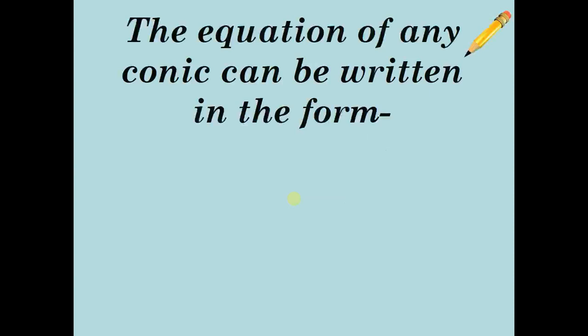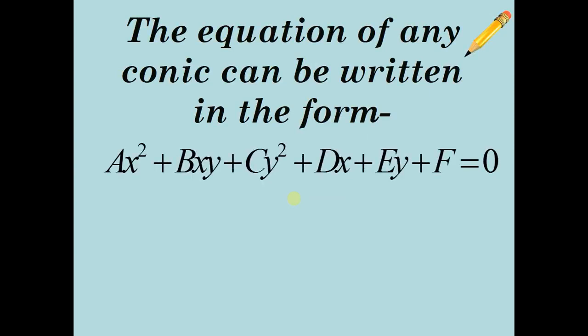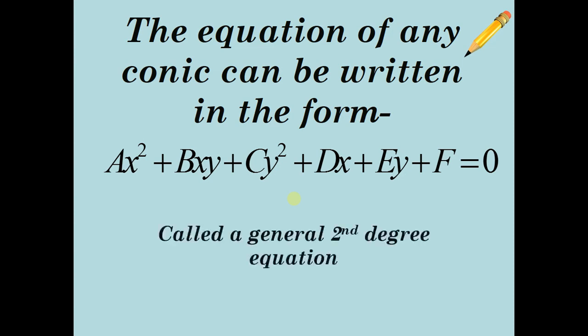So, the equation of any conic can be written in a very general form. It looks something like this: ax squared plus bxy plus cy squared plus dx plus ey plus f equals 0. And this is what's called the second degree general equation of a conic. Now, as you can imagine, this equation is not very useful. Can't really graph anything with that. If it was a circle, we couldn't find the radius.